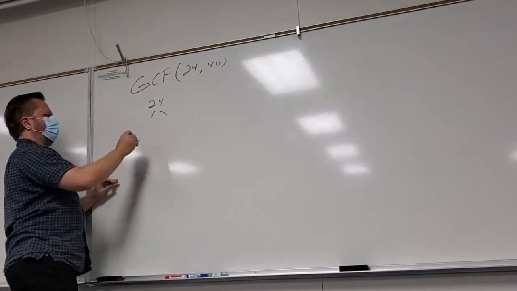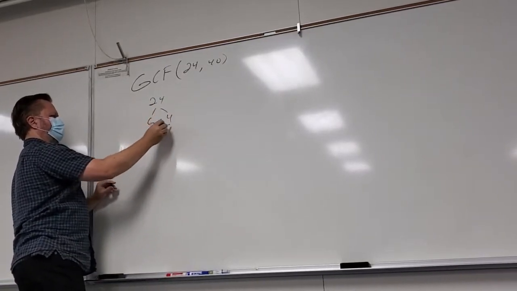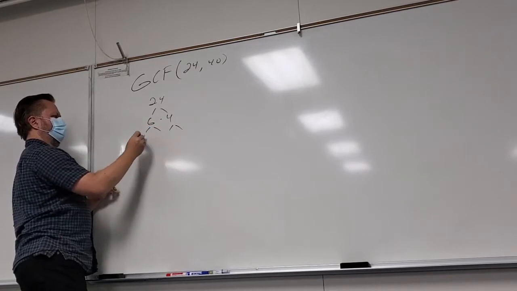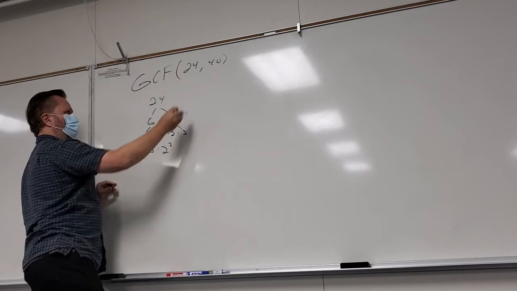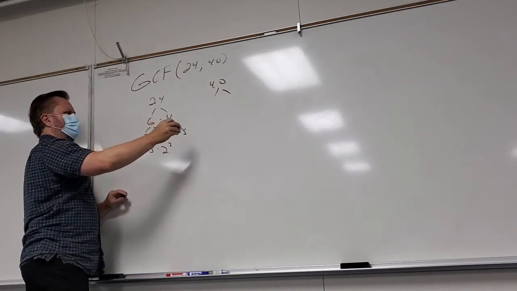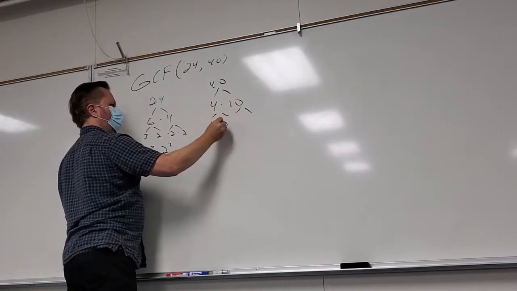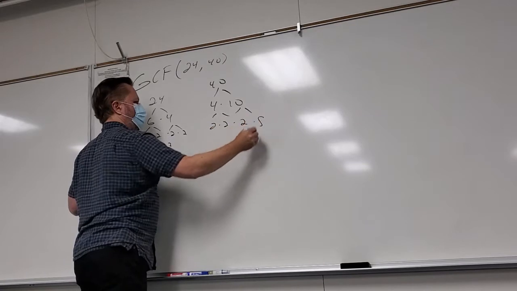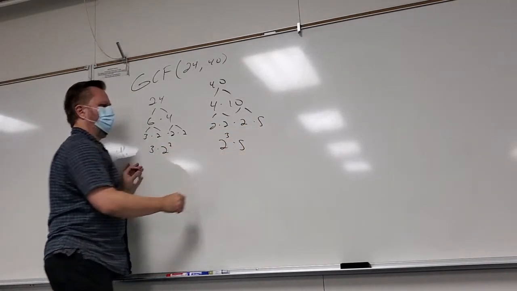How would you break 24 down? 6 and 4. 6 times 4, I love it. 3 and 2. 3 times 2 and 2 and 2. So 3 times 2 cubed, and then 40. 4 and 10. 4 times 10, I love it. And then 2 and 2, 2 times 2 times 5, 2 times 5, right? Prime factorization. So 2 cubed times 5.